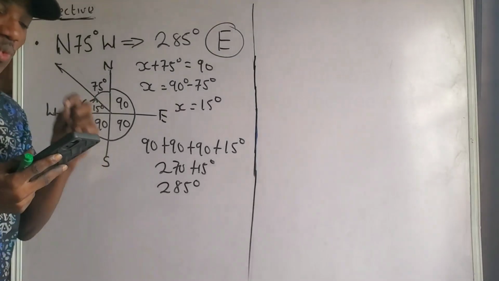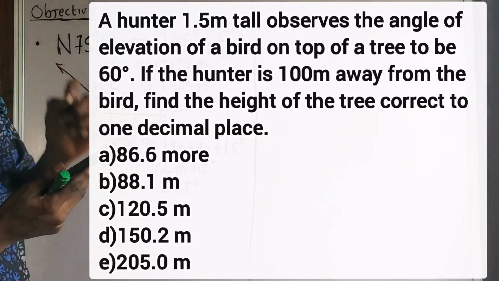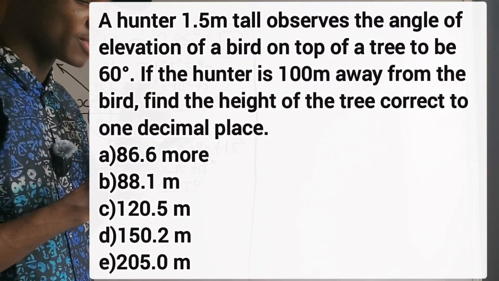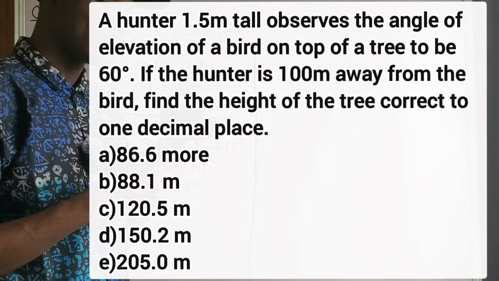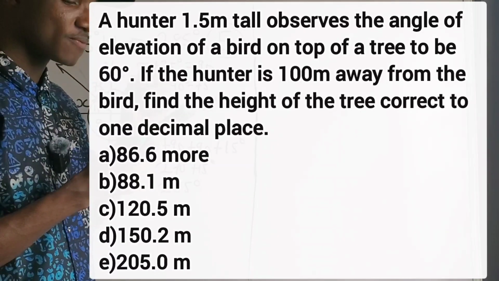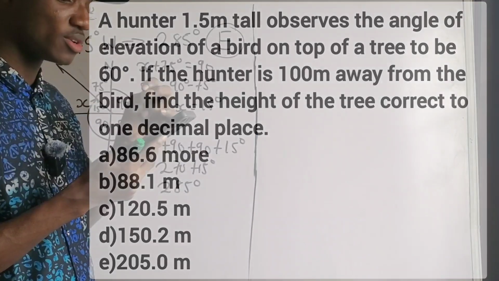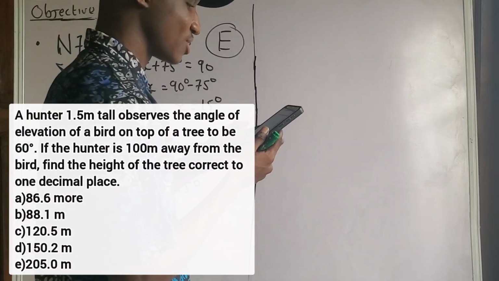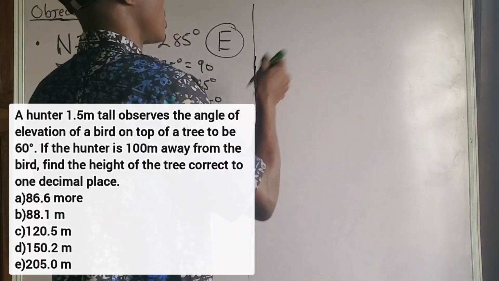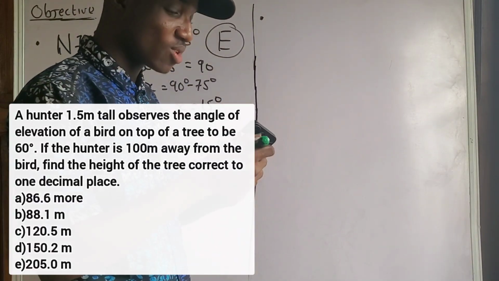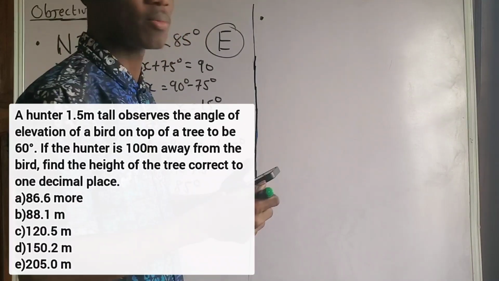A hunter 1.5 meter tall observes the angle of elevation of a bird on top of a tree to be 60 degrees. If the hunter is 100 meters away from the bird, find the height of the tree correct to 1 decimal place. Okay, I want you to pay attention. Let us draw the diagram. This question is coming from a topic known as angle of elevation and depression. And in angle of elevation and depression, it is common to draw the diagram.